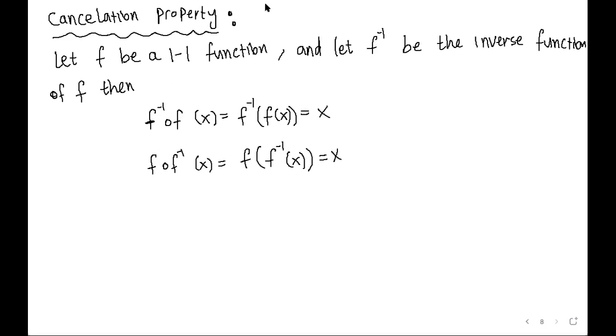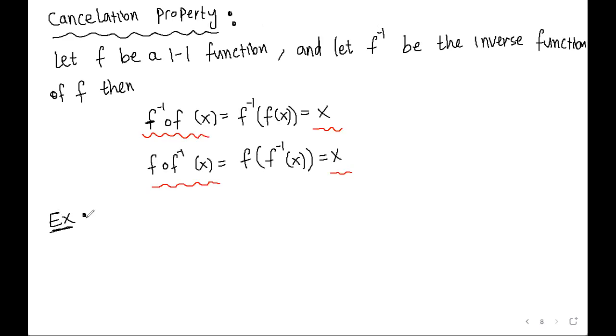If these things give me x and these things give me x, this means this function and this function are inverse to each other. Okay, this function and this function are inverse to each other. So I'm going to give you an example, and we keep it for next time for solving.